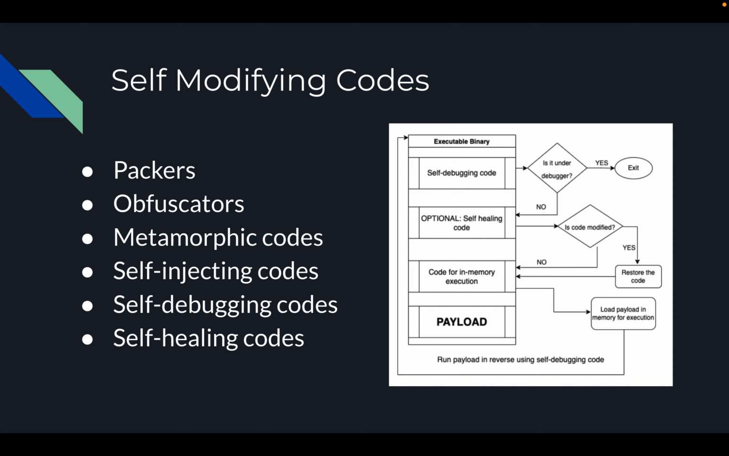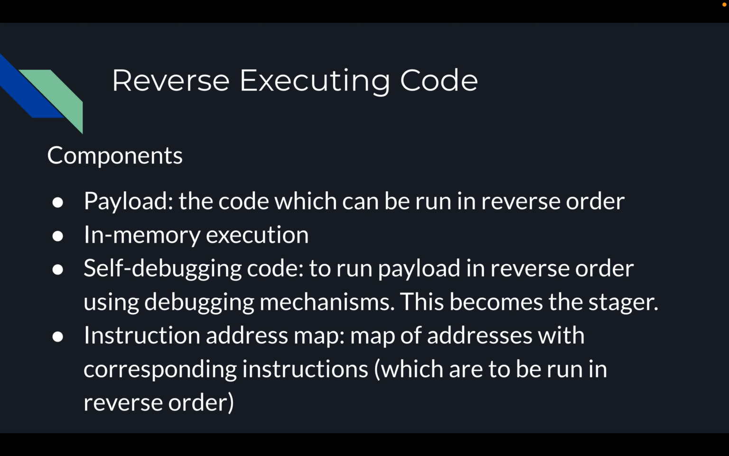We will cover self-debugging code in detail and present another technique that allows our malware to run in forward execution mode like all programs do, and reverse execution mode as well. The malware shows different behavior in both directions, as we can see in this image that represents running a payload in reverse using self-debugging techniques. Now, we have a better understanding of self-modifying and debugging codes.